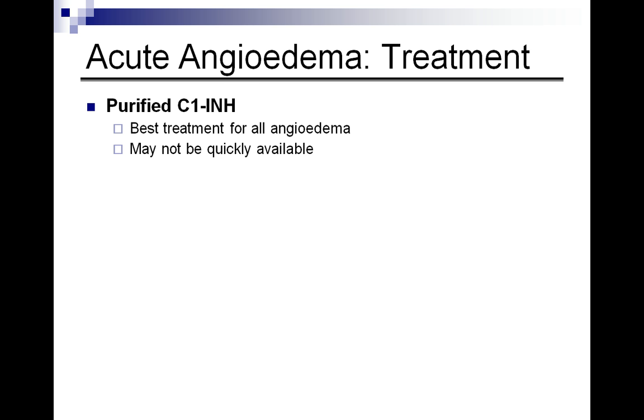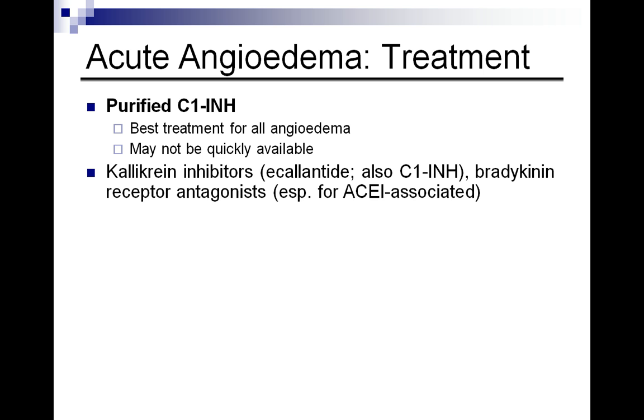Well, the best treatment is purified C1 esterase inhibitor. This will treat all angioedema, but the problem is it may not be quickly available, especially if it is in shortage or if you're working at a small hospital. There are other drugs out there that have been studied. For example, kallikrein inhibitors, bradykinin receptor antagonists, and these may also be effective, but we're still faced with the same problem of availability.